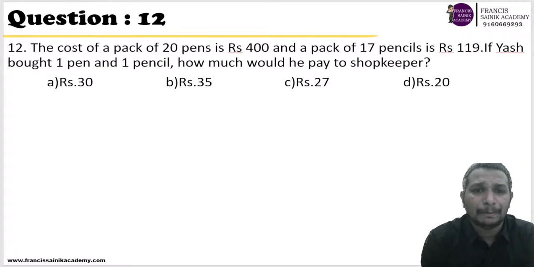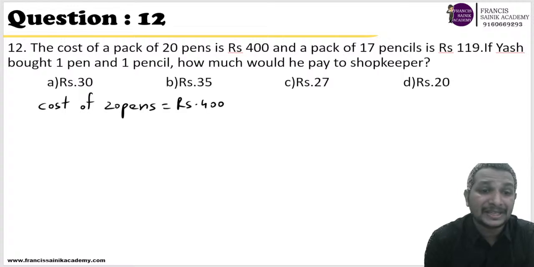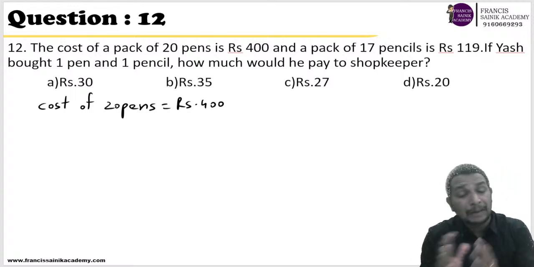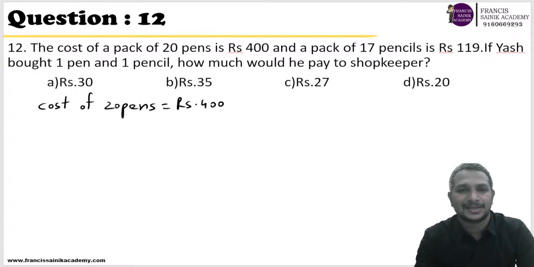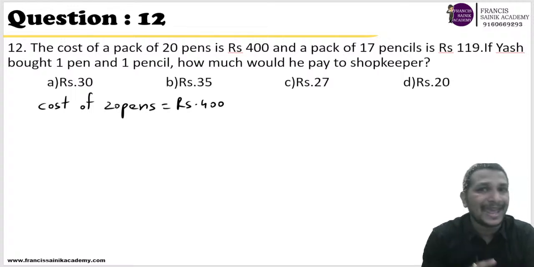Cost of 20 pens is 400. Cost of 17 pencils is given as 119. Yash bought 1 pen and 1 pencil. How much would he pay? So they gave the cost of 20 pens and 17 pencils, but Yash bought only 1 pen and 1 pencil. So find the cost of 1 pen and 1 pencil first. So this also comes under the unitary method.